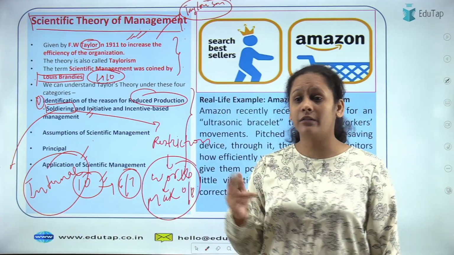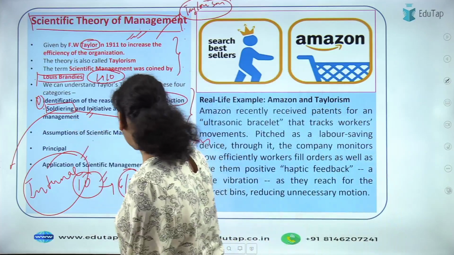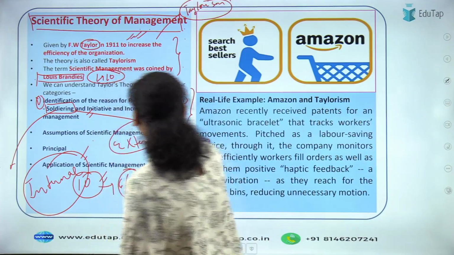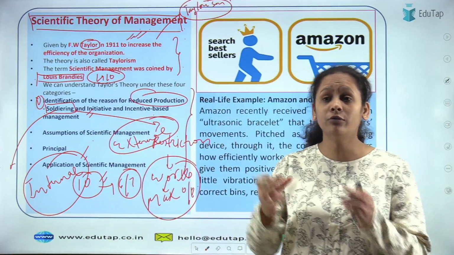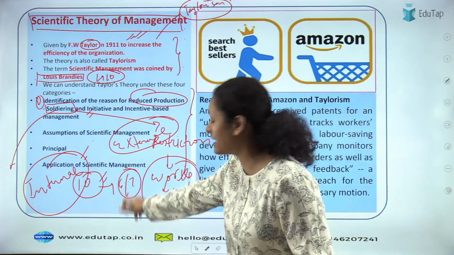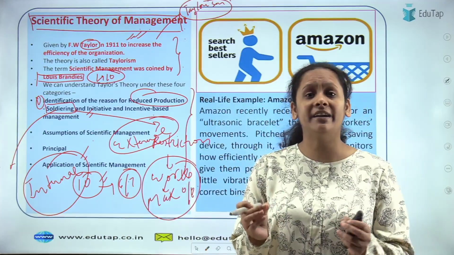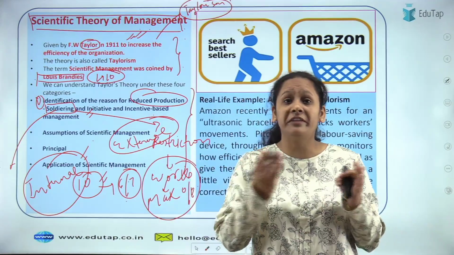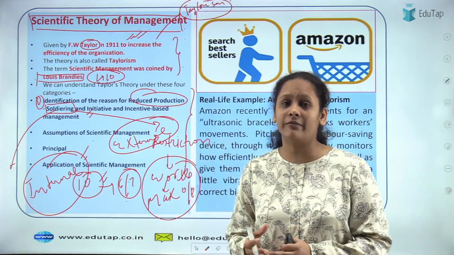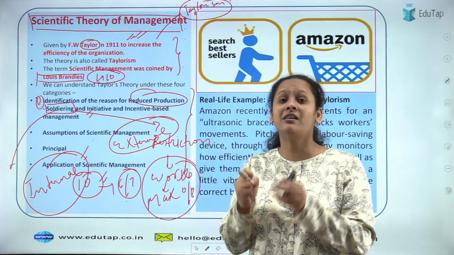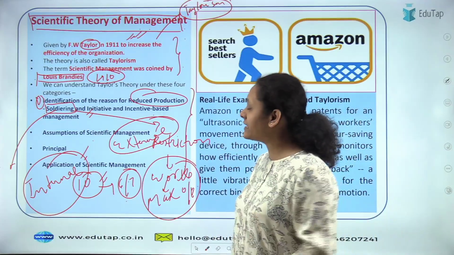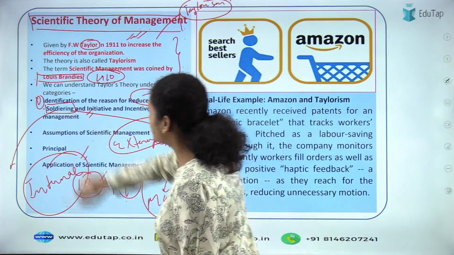Now, the next classification of soldiering can be external. External soldiering means that the worker willingly does not complete the task in the given time. Why did he not do that? As I said, those days wages were given based on the number of hours you are present in the given office or, let's say, factory, rather than your skill sets. So that is another reason for which soldiering was done.